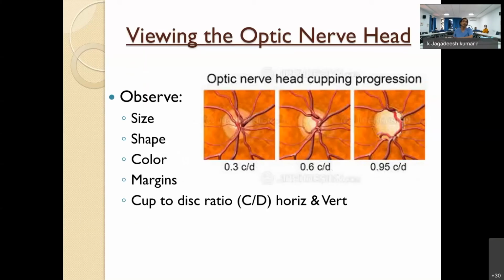So when you see that optic disc, this is how it will look. This is a normal optic disc. You look for the size, the shape, the color, the margins, and the optic disc cup to disc ratio. You can see that it is widened in a case of glaucoma. So this is a glaucomatous disc, and this is a normal disc.